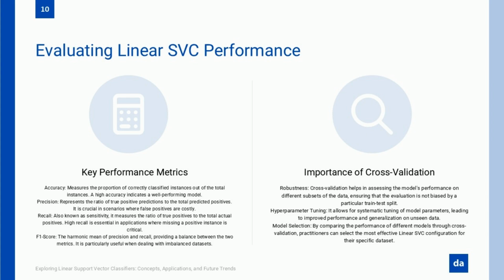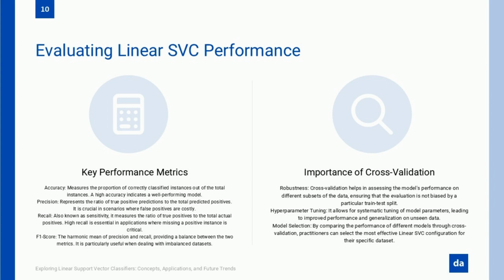Cross-validation is like testing a car on multiple racetracks instead of just one, making sure it performs well across various conditions. Key performance metrics help determine whether the model is making accurate predictions or if it needs further tuning. The most commonly used metric is accuracy, which measures the proportion of correctly classified instances. However, accuracy alone can be misleading, especially when dealing with imbalanced datasets where one class dominates the other.